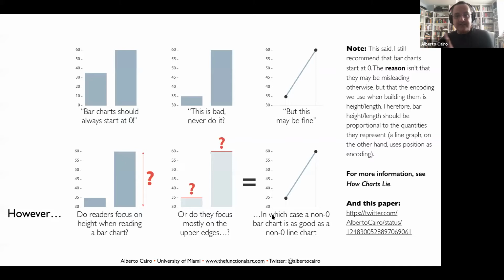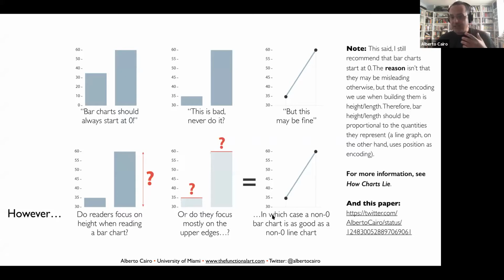Now, this is a side note that I make here: I still advise to have bar graphs with zero baselines, but it's not because of an empirical reason. It is based on the logic of the grammar of graphics. A bar graph, when you design it, uses height or length to represent the data. Therefore, I think it's still advisable that the height or the length of the bar are proportional to the data that we have, just because the encoding itself is height or length.